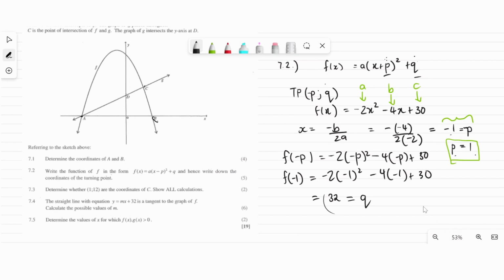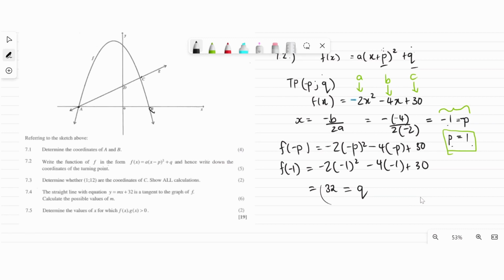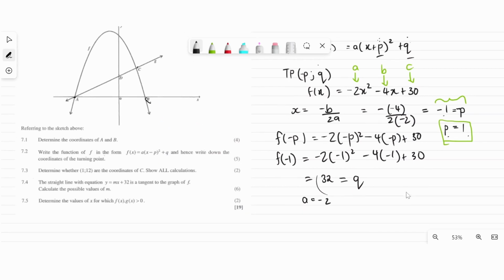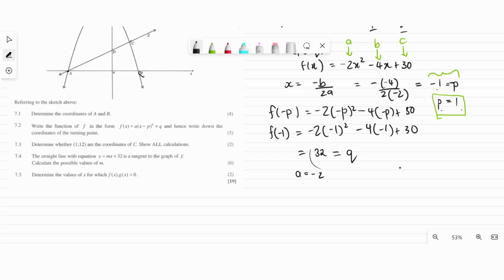So we need to find a. A is negative 2, you see the fact that I wrote it down. Substitute everything that you have now. So f of x is equal to negative 2 in the space of a, open bracket, x plus 1, which is p, squared. Then you're going to say plus this 32, which is q.